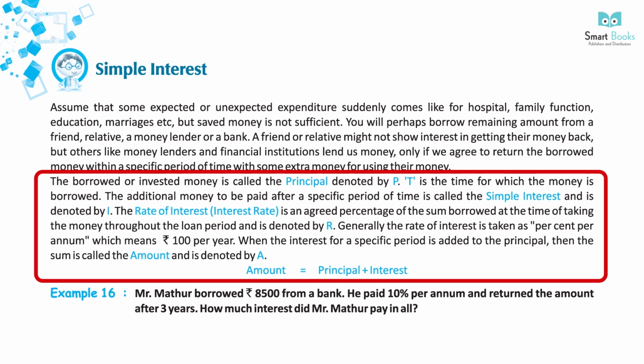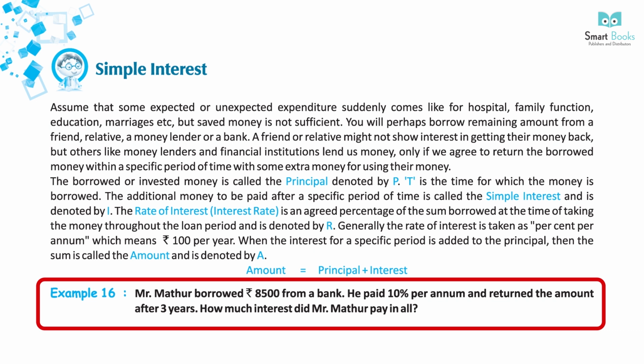The additional money to be paid after a specific period of time is called the simple interest and is denoted by I. The rate of interest is an agreed percentage of the sum borrowed at the time of taking the money throughout the loan period and is denoted by R. Generally, the rate of interest is taken as percent per annum, which means per rupees 100 per year. When the interest for a specific period is added to the principal, the sum is called the amount and is denoted by A. Amount is equal to principal plus interest.